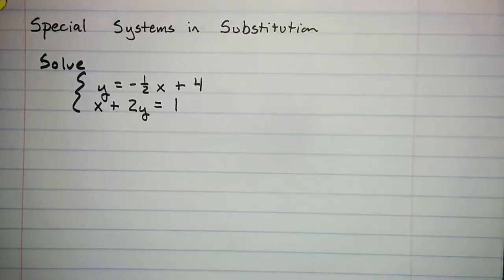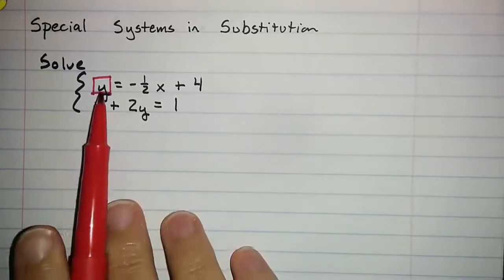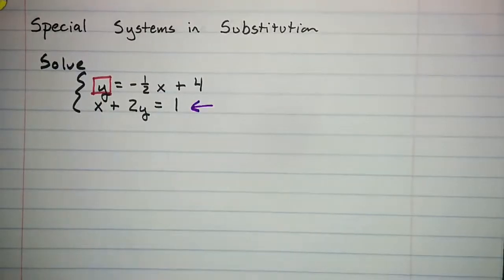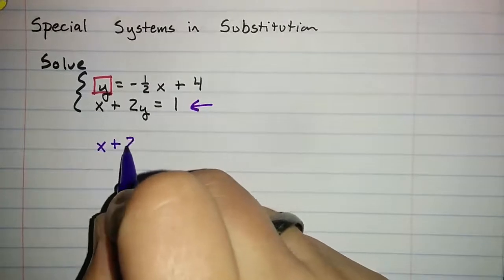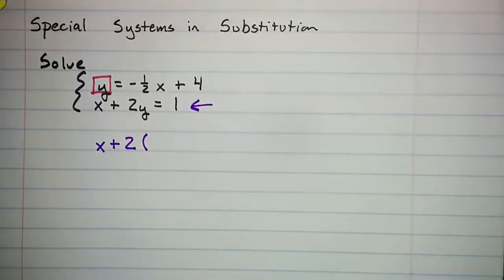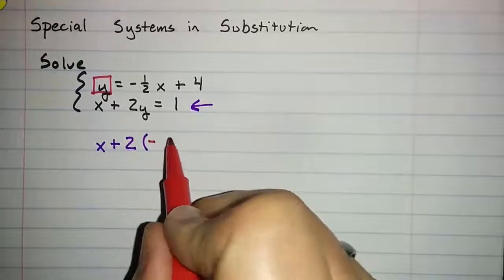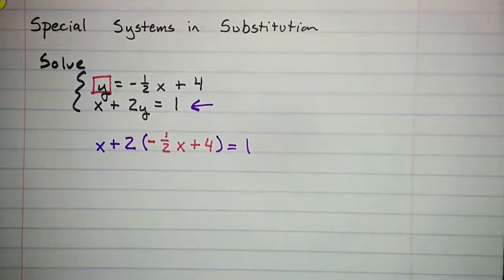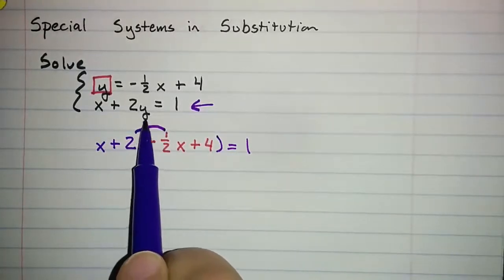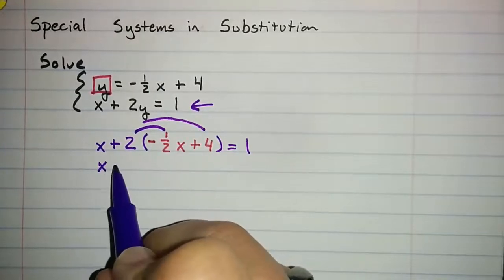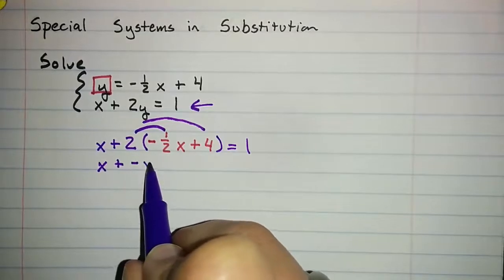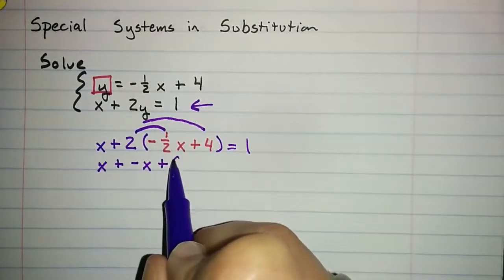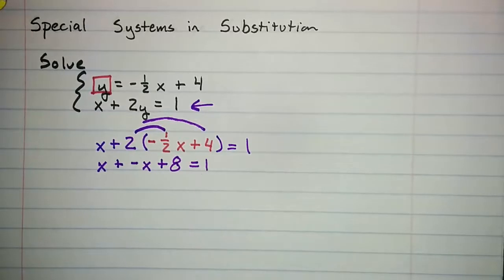This is well set up for substitution. We'll substitute y from this equation into this equation, and we'll get x plus 2 times this thing that's equal to y equals 1. All right, let's distribute. X plus 2 times negative 1/2 x will be negative x plus 8 equals 1.